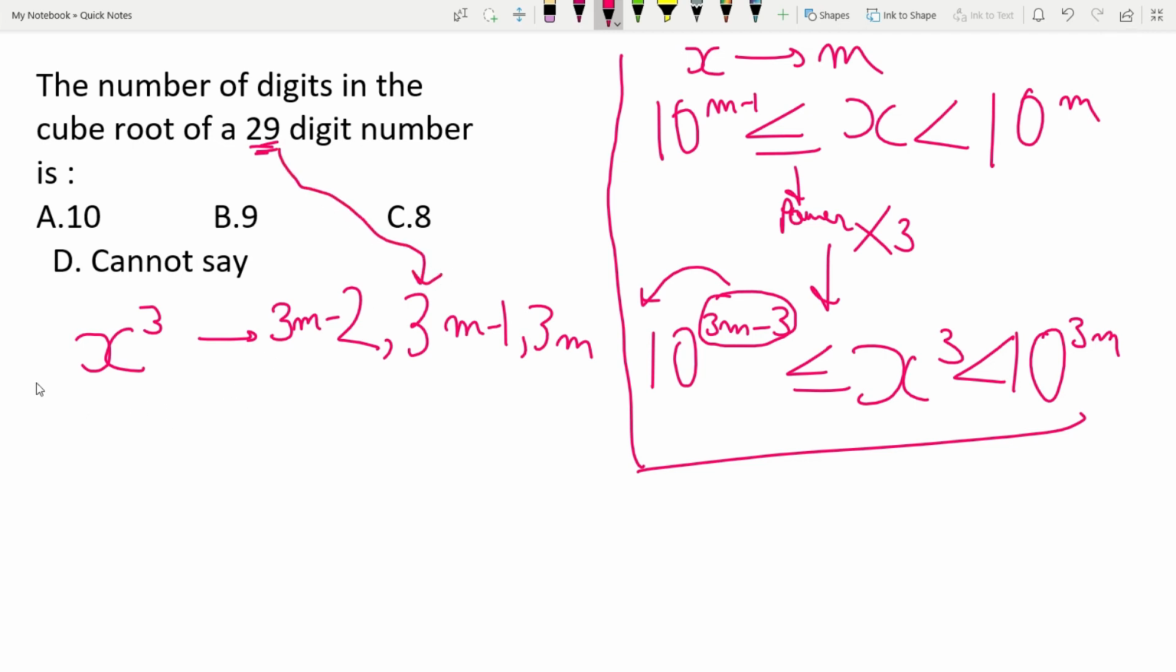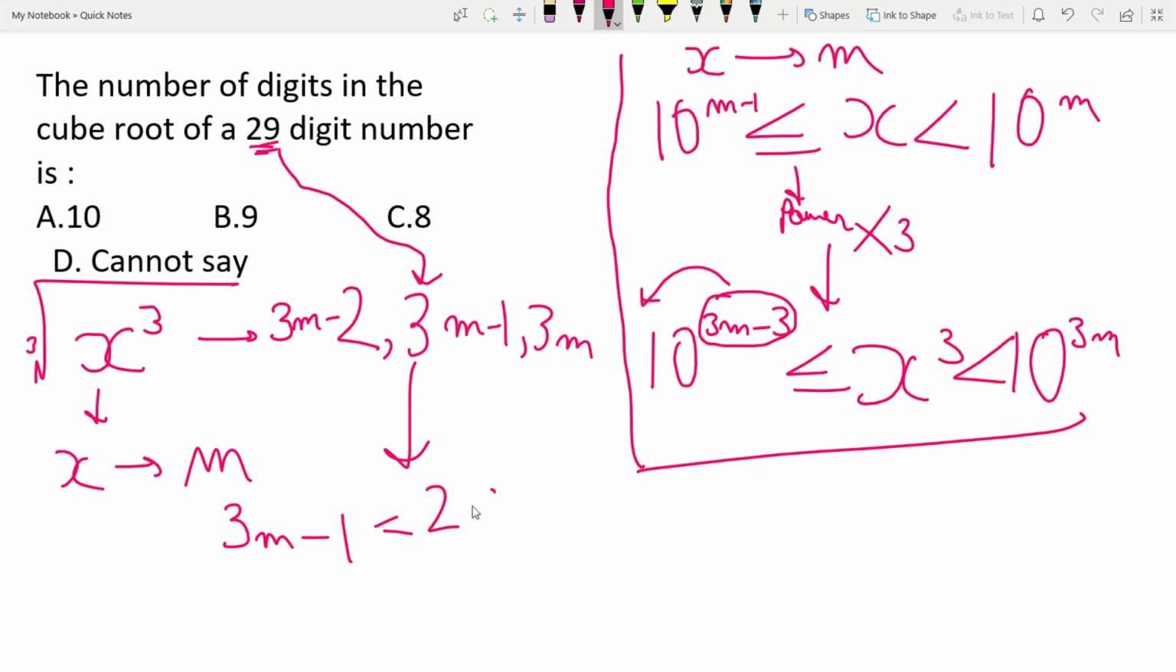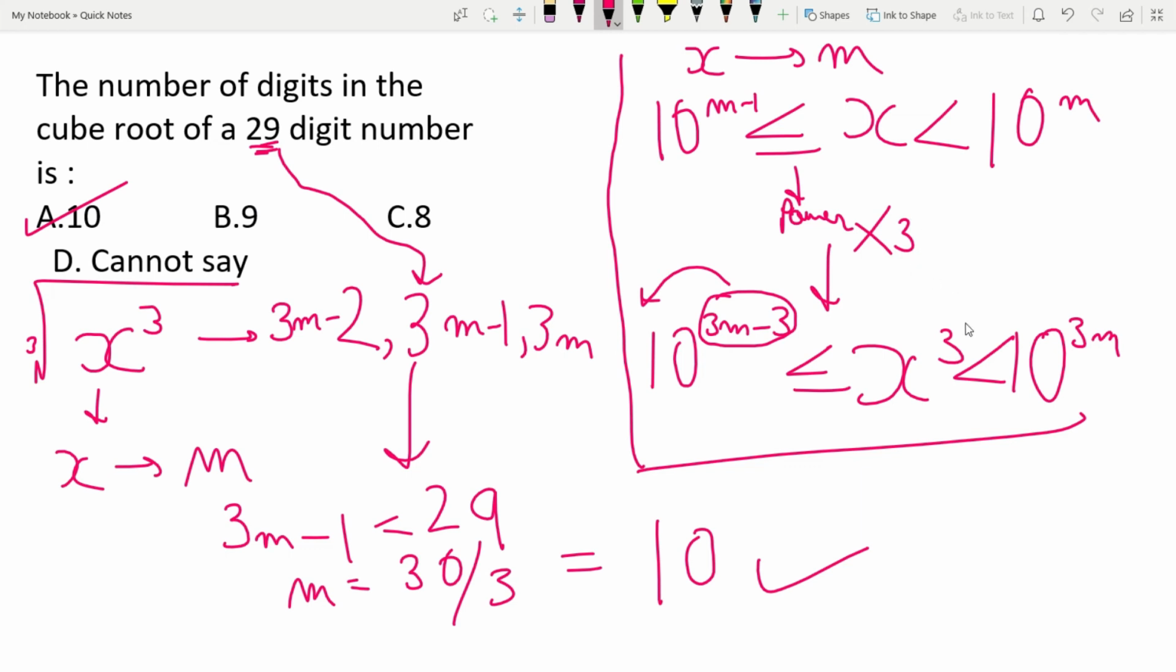So if I take the cube root of this, it becomes x, and we know that x has m digits. That is the shortcut. So we directly go to the shortcut. We take 3m minus 1 equal to 29. So m becomes equal to 30 by 3, that is 10. So m is 10, and that is the answer. So the number of digits in the cube root of a 29 digit number is 10. That is the smart way of doing it.